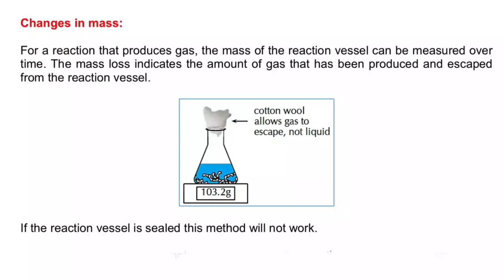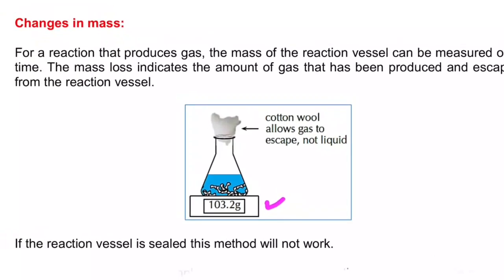So take a look at this. You take your conical flask, you put it on a scale, right? And then you put a cotton wool on top to allow gas to escape and not liquid. Because there's a cotton wool on the top, the gas will be able to escape, but everything else remains in the conical flask, right? So the decrease in mass will give you the amount of gas that has escaped.